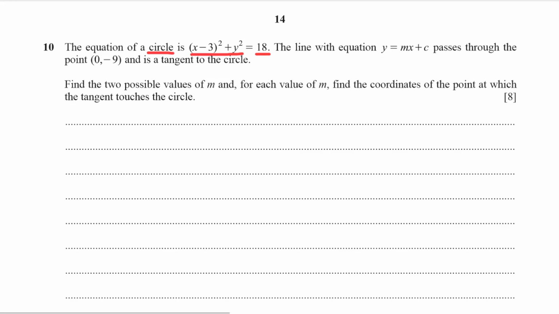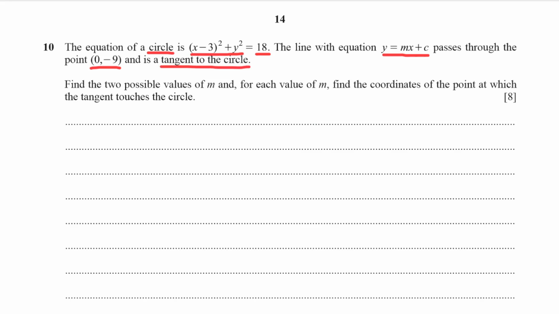Now there is also a line with the equation y = mx + c that passes through the point (0, −9), which means this is the y-intercept. So c is going to equal −9, and we'll see how to solve that with the equation. And this line is tangent to the circle.